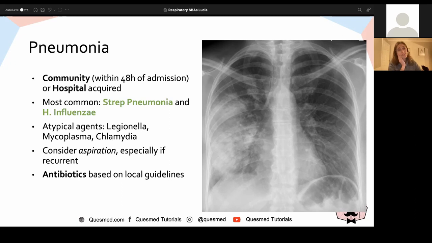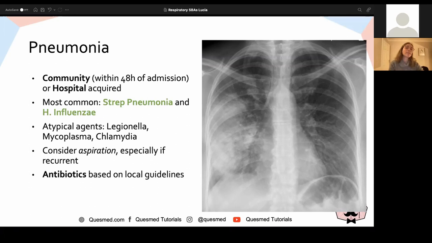Sometimes you might not have such obvious consolidation as you have in this chest x-ray with some of the atypical agents, or they might have a particular history. With Chlamydia, patients that keep birds is one to keep in mind. But otherwise, you'll be treating as a typical pneumonia unless you have a sputum or strong suspicion.